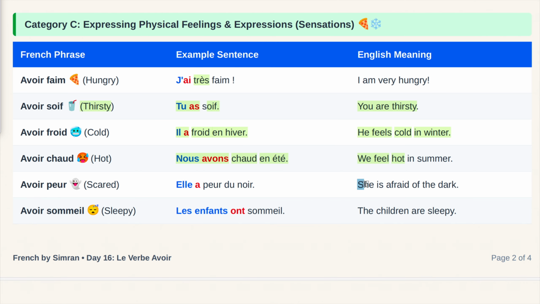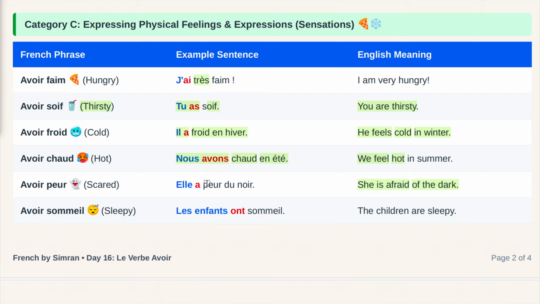Next is she is afraid. Afraid means peur. Okay? It is also a feeling. I'm feeling shy, I'm feeling afraid, I'm feeling scared. These all are feelings, so they will be in the category of avoir. She is afraid of the dark. Means what is she afraid of? She is afraid of the dark. Okay? So she is afraid.